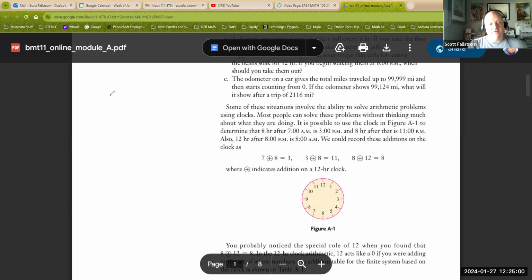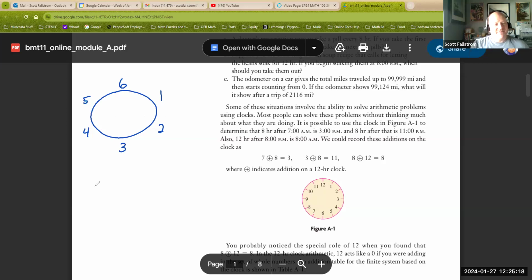Although we could do other clocks, like we could make a 6 clock. If it was a 6 clock, I'd have a 6 up on top instead of a 12, and then 1, 2, 3, 4, 5. These are the only numbers I can ever get.